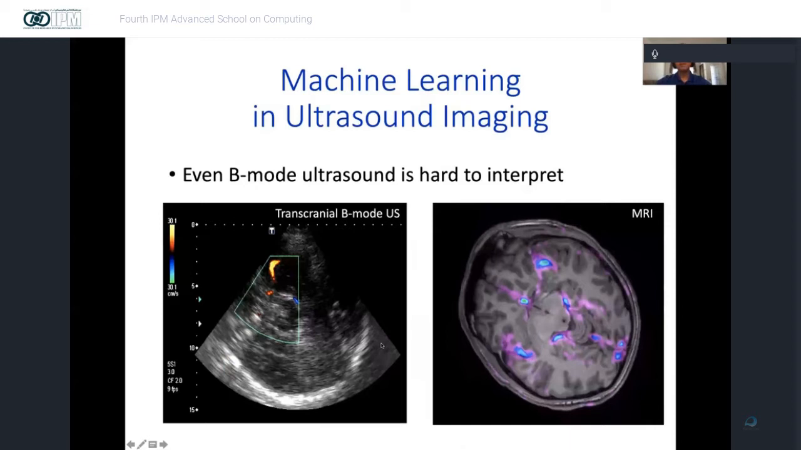And finally, even the B-mode ultrasound images are hard to interpret. So the image in the left is an ultrasound image of the brain. It's transcranial ultrasound, meaning that it's through the skull. So even if we show this image to even an experienced neuroradiologist, he or she will have difficulty interpreting this image. But once we show the corresponding MRI scan at the same location, the radiologist will be much better able to find correspondence between imaging features in the ultrasound image and the anatomy.